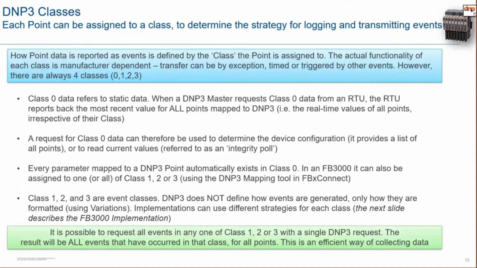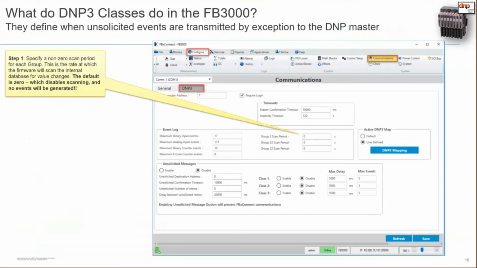One thing to note about this whole mechanism of classes, it's always possible to request all the events in any one of those classes with a single short DNP3 message, and then in return, you will get all the changes that have occurred for that class for all points. You can see that's a very efficient way of collecting data because you're getting only the changes that you needed, only the important information. You don't have to poll every few seconds to get data with a second resolution, which is where the classes come in.